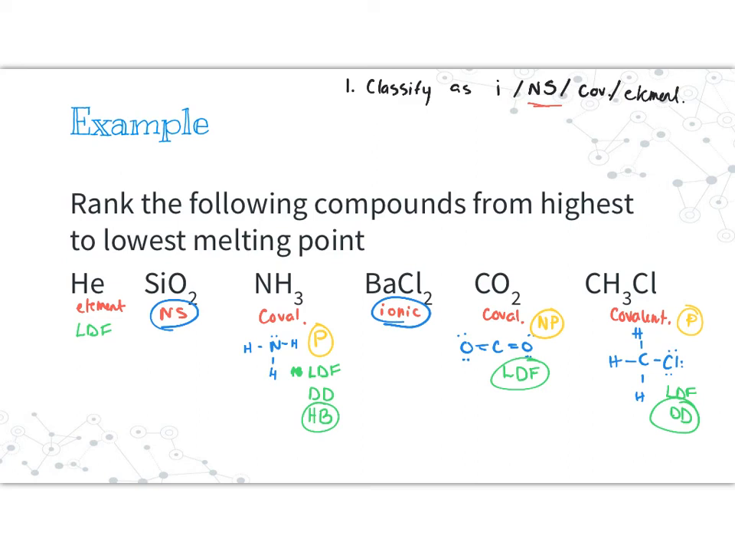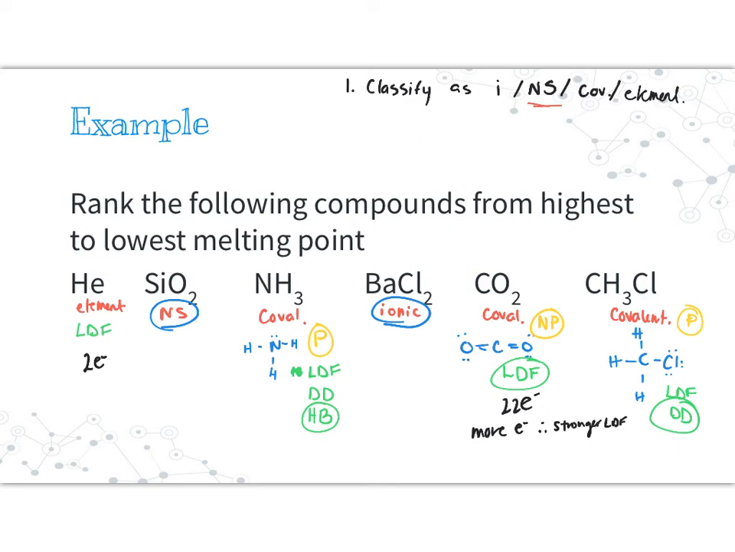We have two things that have London dispersion forces, so we need to look at their total number of electrons. Helium has 2 electrons total. It's just an element, whereas CO2 has 6 plus 8 times 2. That looks like 22 electrons. So CO2 has more electrons, therefore stronger London dispersion forces.